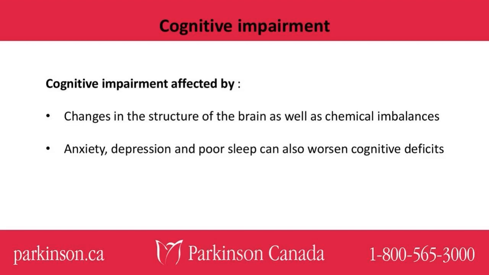Cognitive impairment is affected by changes in the structure of the brain as well as chemical imbalances. But above and beyond this, people that have anxiety, depression, poor sleep can also worsen these cognitive deficits or appear as more problematic. And so there's not much we can do around the brain changes and the chemical imbalances. But there is something we can do about anxiety, depression, and poor sleep. And so these then would be the areas that need to be targeted in order to improve the cognitive impairment.